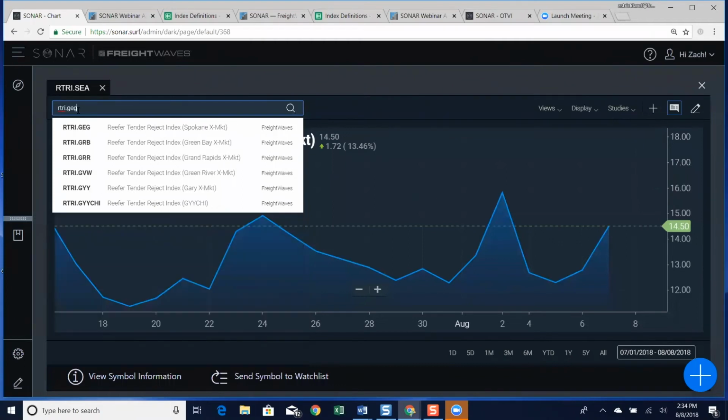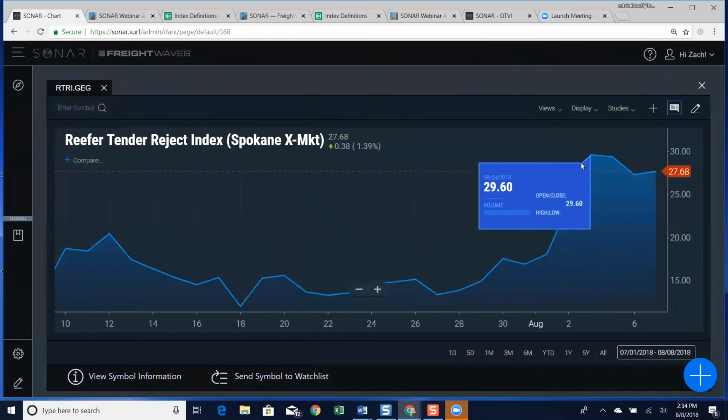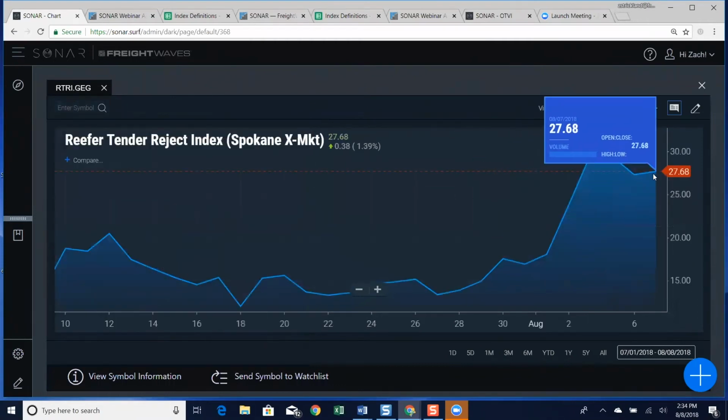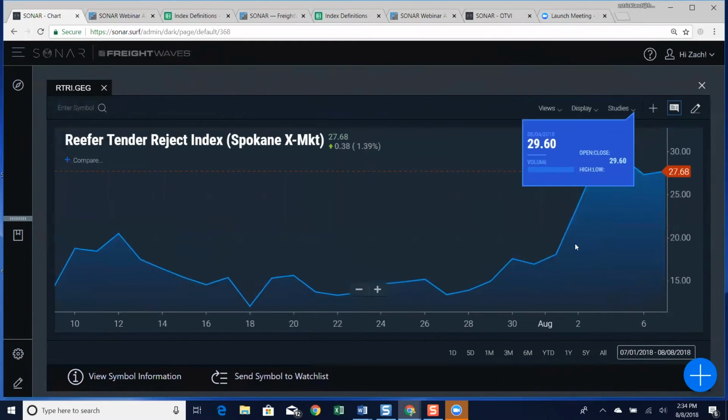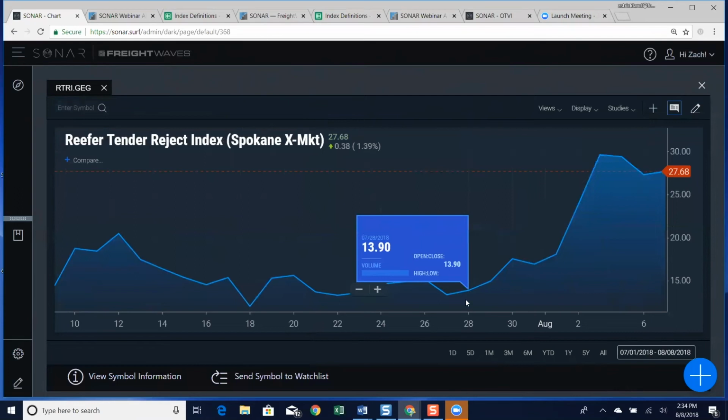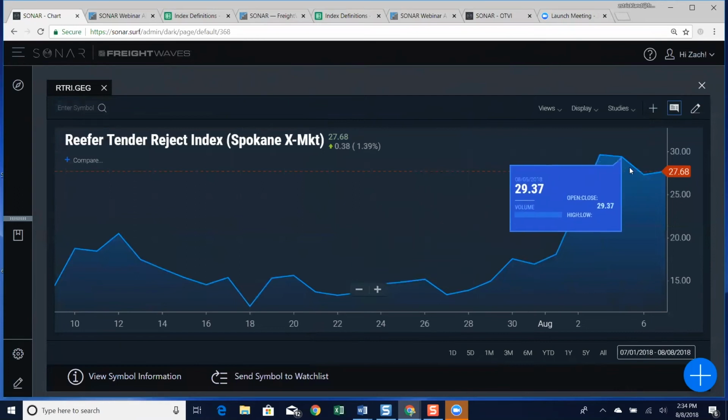So I'm going to go ahead and pull up Spokane. There you go, Spokane. Lots of reefer tender rejections happening in the Spokane market right now. Went from 13.9 to 27. And for those of you that aren't familiar with the reefer tender rejection index, it's our version of the outbound tender rejection index, but with reefer trailers. So temperature controlled vehicles, produce, things like that matter all year long, especially in the summer.